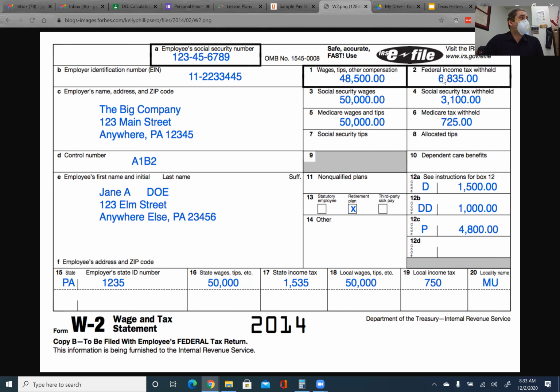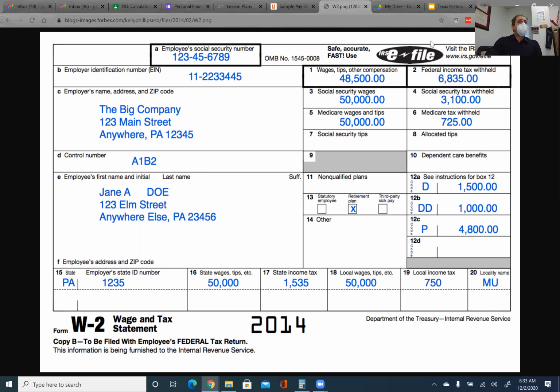Federal income taxes withheld, it totals it up for you. So this person had $6,800 withheld to go toward their tax obligation. They paid $3,100 in Social Security taxes. We don't have to worry about that when we're filing our federal income taxes, because Social Security taxes are separate from federal income. And Medicare, that's also something we don't have to worry about. That's separate from federal income.